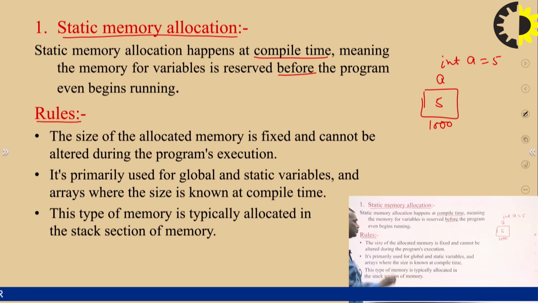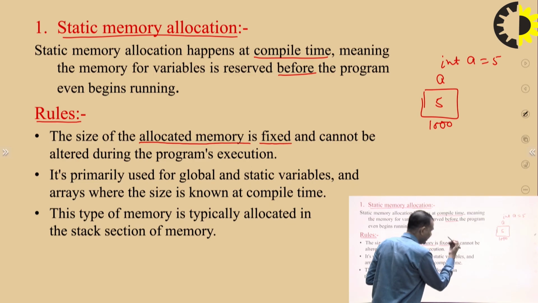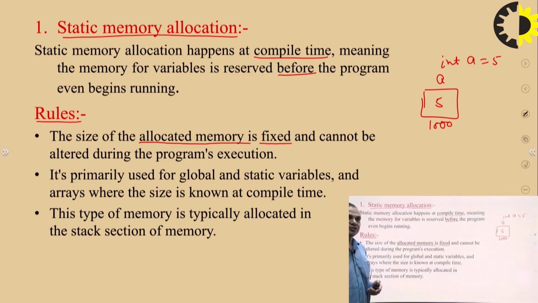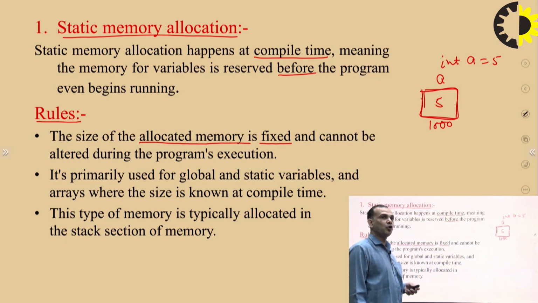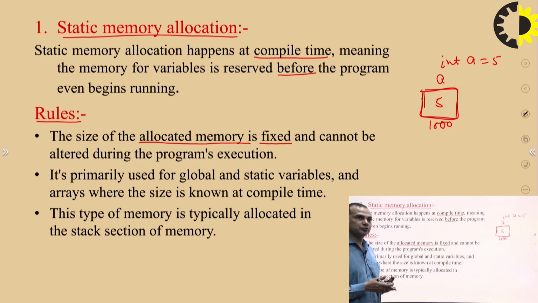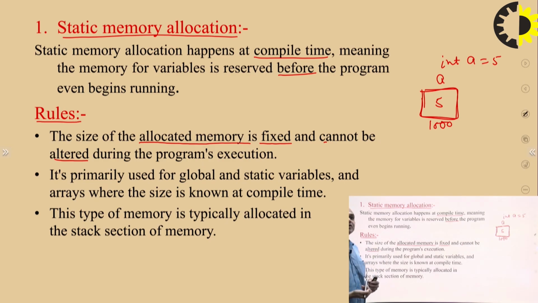There are some basic rules. First, when we use static memory allocation, the memory block that is created is fixed. We cannot change it during the execution of the program. Once we create a memory block, we cannot extend or reduce the size of that block. The block size is fixed, so we cannot increase or decrease the size of that memory block during execution.